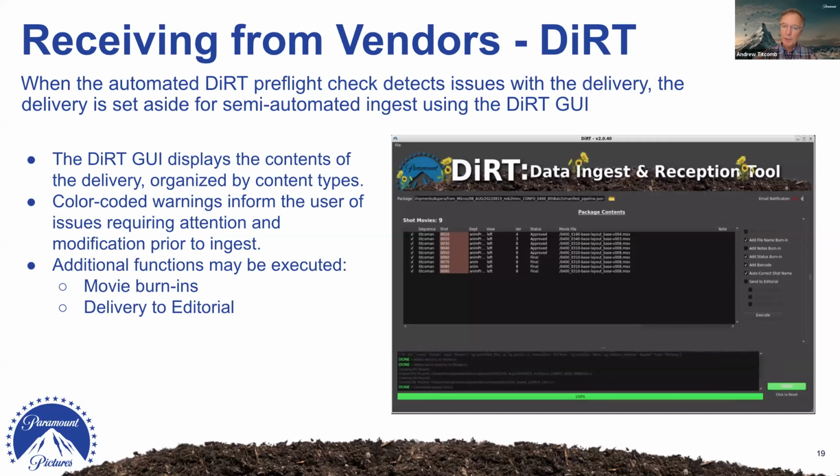Everything is color coded, and we try to make it easier for the person running it to execute those fixes. Additional functions that can be executed: you can choose at that time to turn burn-ins on and off, add a barcode at the bottom of the movie to identify it, deliver to editorial or not, those sorts of things. So it's the same thing as the automated DIRT, but now humans can get involved and make some more choices. Next slide, please.